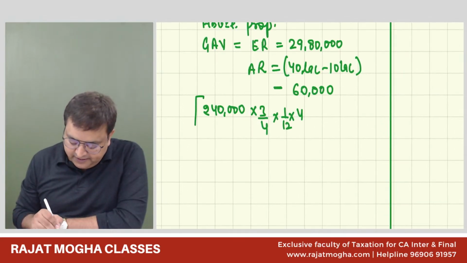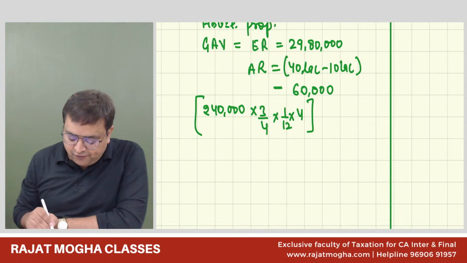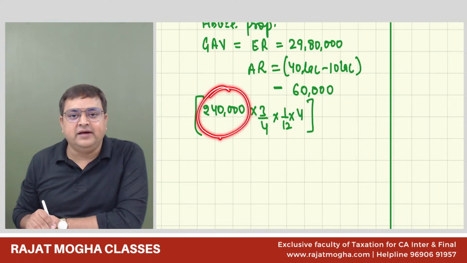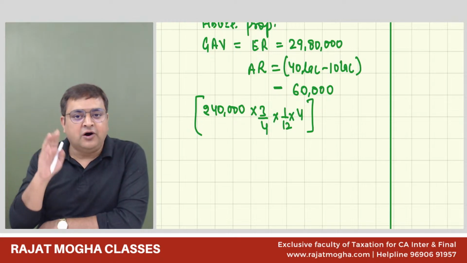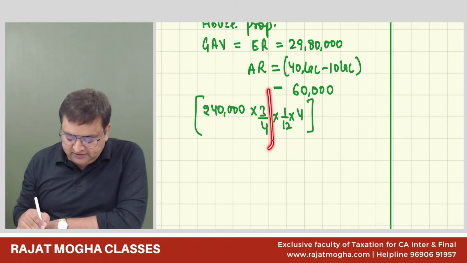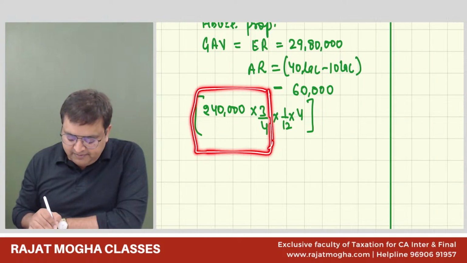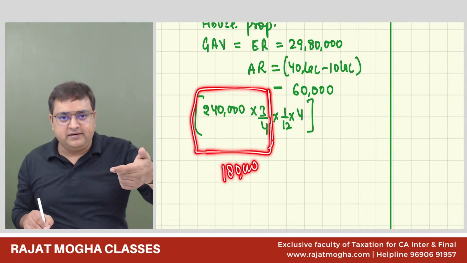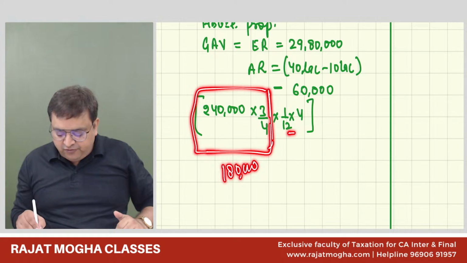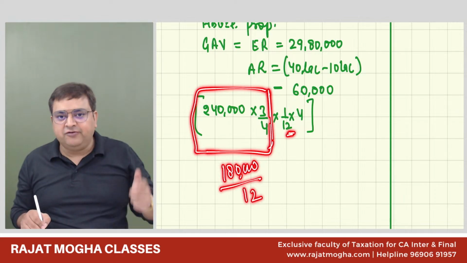I'm again repeating. 2,40,000 is for the entire house, the entire flat. But we understand that related to house property, it is 3 by 4. So I have done 3 by 4, and after 3 by 4, I'll get 1,80,000 rupees. 1,80,000 is the rent for the entire year. For 1 month, divided by 12, I'll get for 1 month.